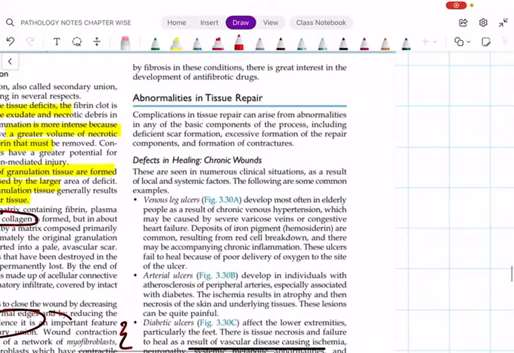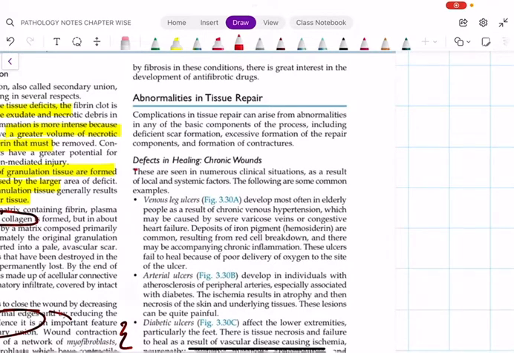Yes, I told you there should be a balance in deposition and degradation of collagen. Suppose the collagen is not deposited adequately, there will be a defect in healing. Suppose it is more, what will be the result? Contraction. That is scars, that is contractures we will discuss.